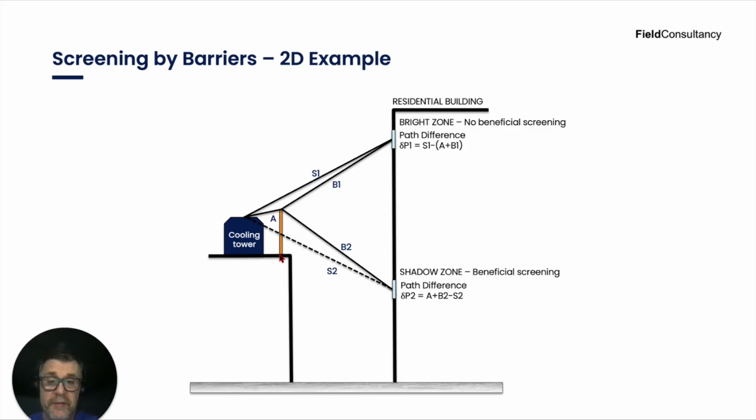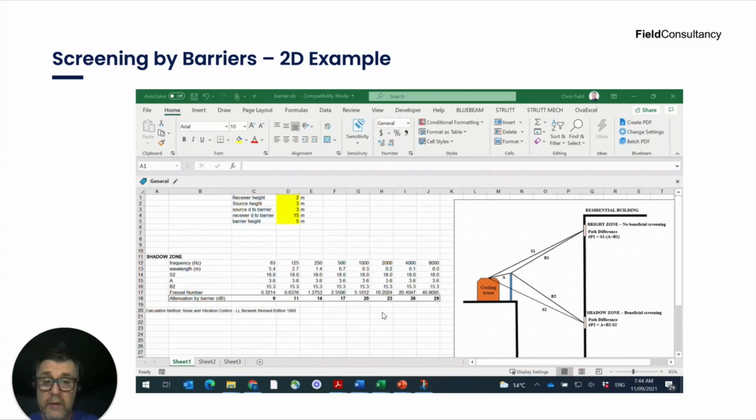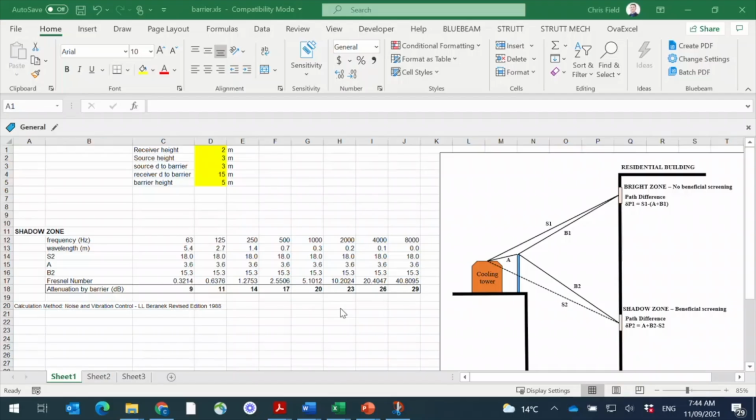The path difference here is calculated by A plus B2 minus that direct line of sight distance S2. So in this case, we do get beneficial screening to this window location here. Here's an example of a barrier calculation which takes into account the dimensions of the barrier and calculates the screening effect across the different frequency bands from 63 Hz to 8 kHz.